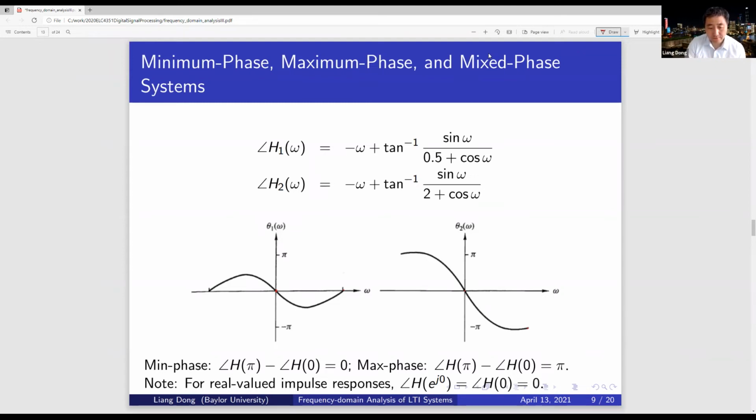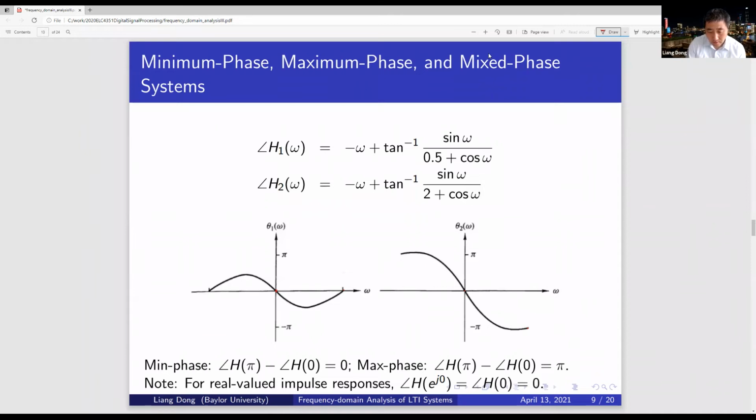We call the first one a minimum phase system. For a minimum phase system, we only look at the two extreme ends, frequency pi versus frequency 0. If the angle at frequency pi subtract the angle at frequency 0 equals 0, we call that a minimum phase system. If the angle of the system at pi subtract the angle of the system at frequency 0 equals pi, we call that a maximum phase system.